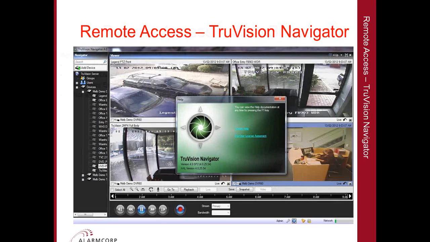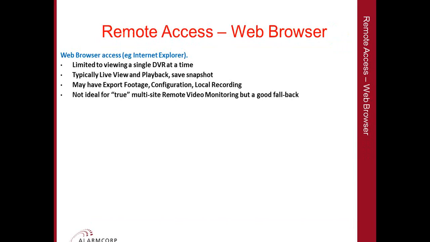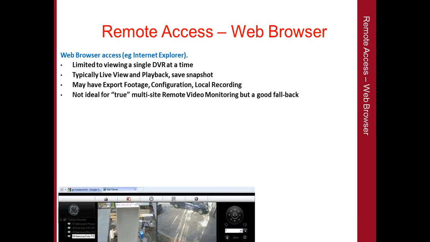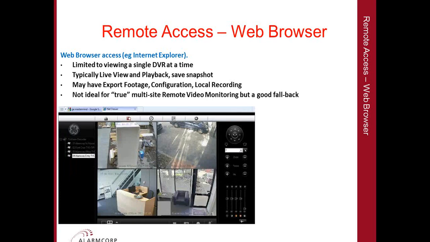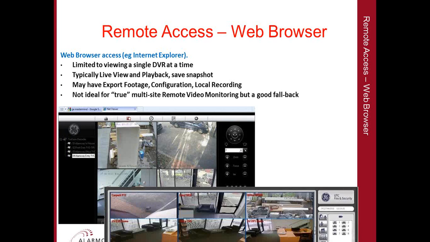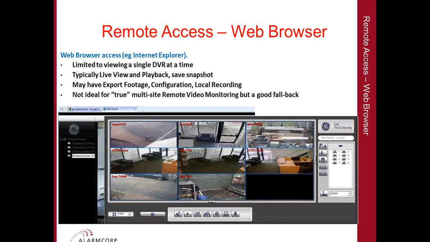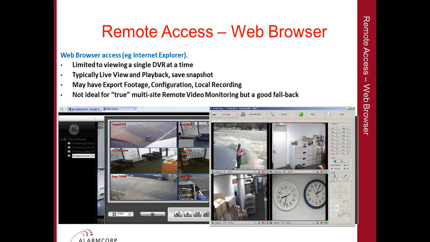And finally, remote access via web browser. Now, as we said earlier, typically you are limited to a single DVR at a time. So it's not really suited for multi-sites, but you can do live viewing, you can do playback, you can save snapshots. You may be able to export video, and you may even be able to do local recording to the local PC on the fly. And you see here some examples of web browsers from TruVision and here from Xtralis. Now, web browsers are not ideal for true multi-site remote video monitoring. Nevertheless, they can be a good fallback in the case of the main PC failing or going offline for whatever reason.